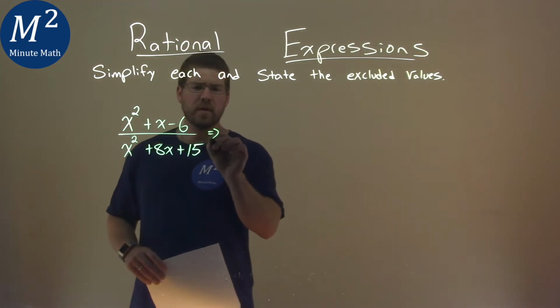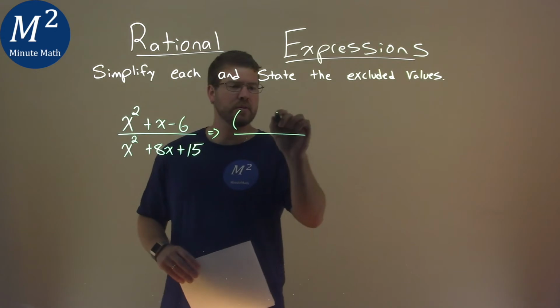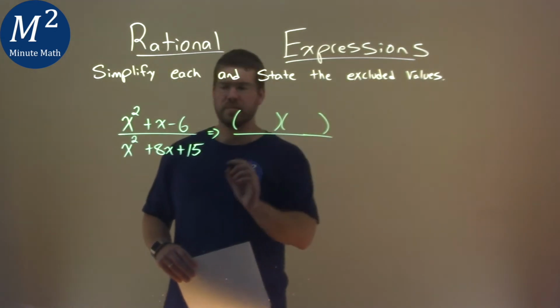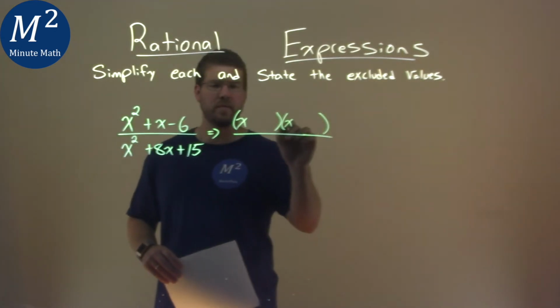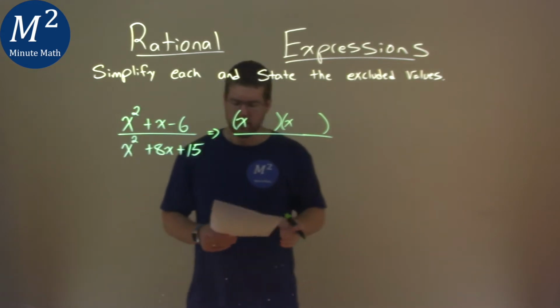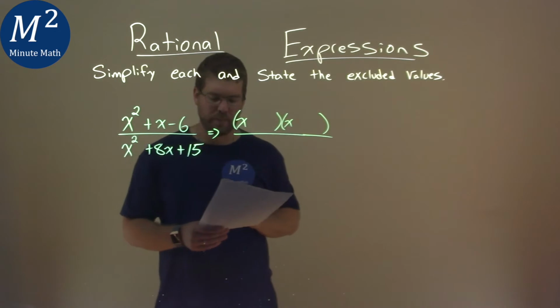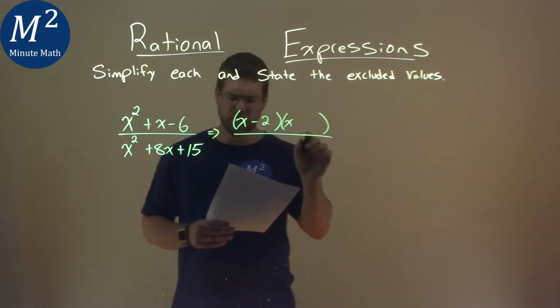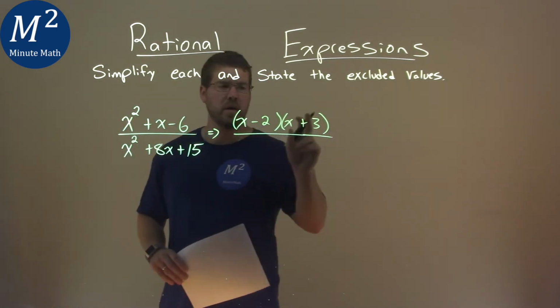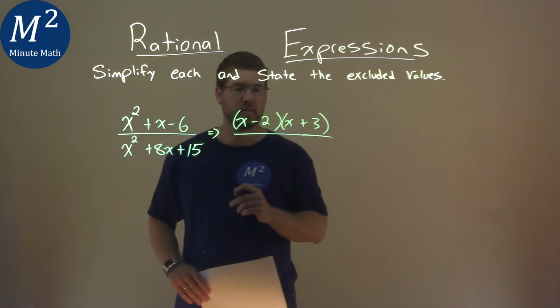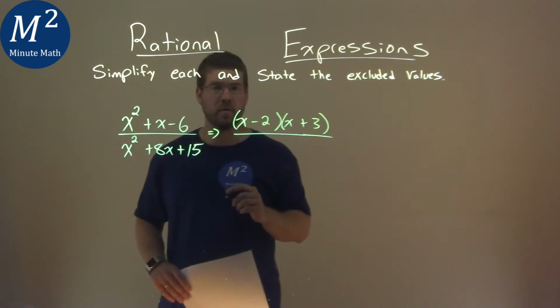Well, the first thing I'm looking at here is I'm going to try to factor this expression. So the numerator has a form of x and x. And we have to ask ourselves what two numbers multiply to be a negative 6 but add to be a positive 1. And that's going to be a minus 2 and a positive 3. 3 times negative 2 is a negative 6, but we add the 2 and we get a positive 1.